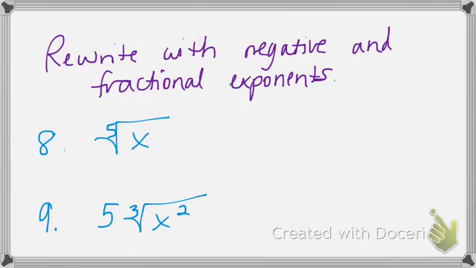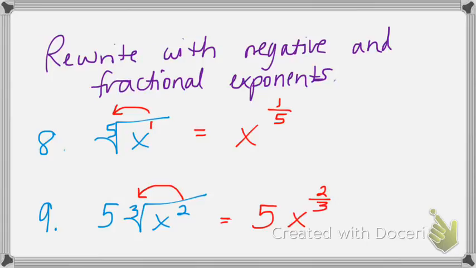Alright, the next few examples, I want to rewrite them with the negative and fractional exponents. So number 8, okay, that's a root, so I know it's going to be x to a power. There's an understood 1 there, so it's going to be 1 over 5. Okay, the next one, there'll be a 5. You don't have to do anything with the 5, and then x, and then 2 over 3. Anytime you have those radicals, we know we're having a fractional power.